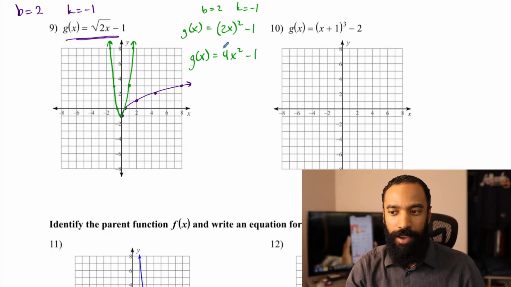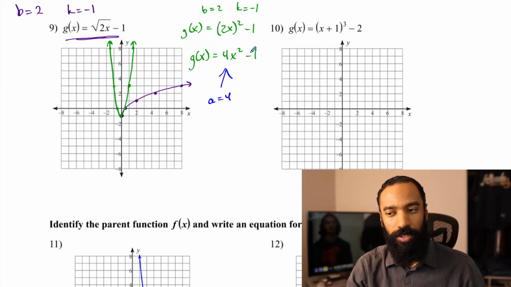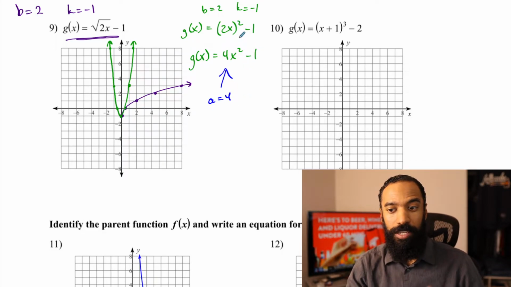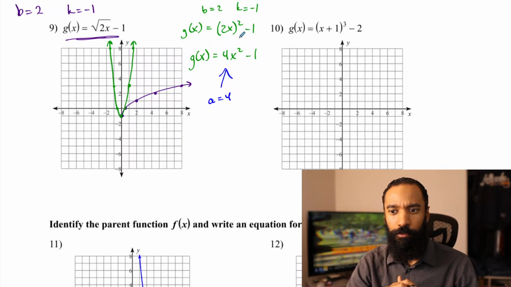This is not a b value anymore. This is now an a value. That's a equals 4. The k is still negative 1. That's fine. But a is 4, b is 1. A is 4. Doesn't that change your graph? Wouldn't that make it 4 times taller?